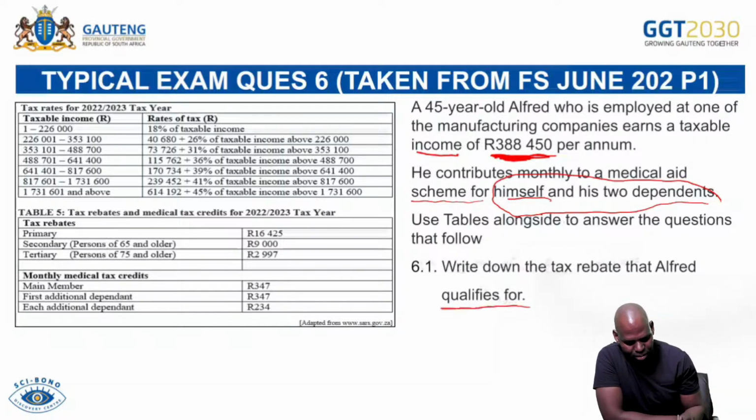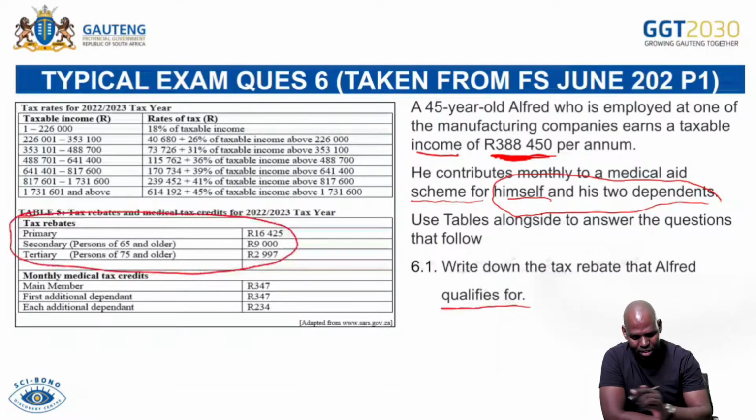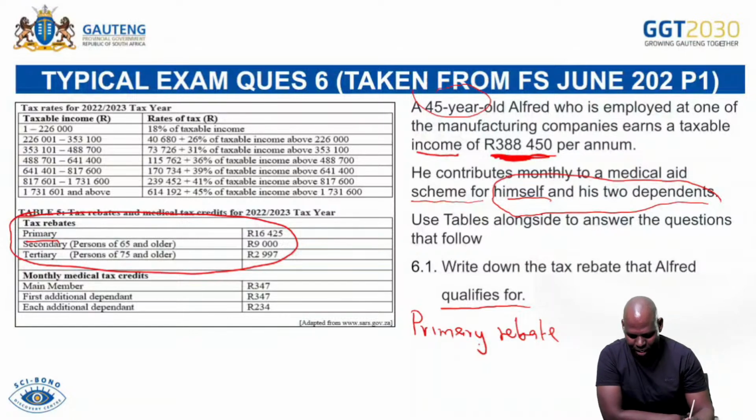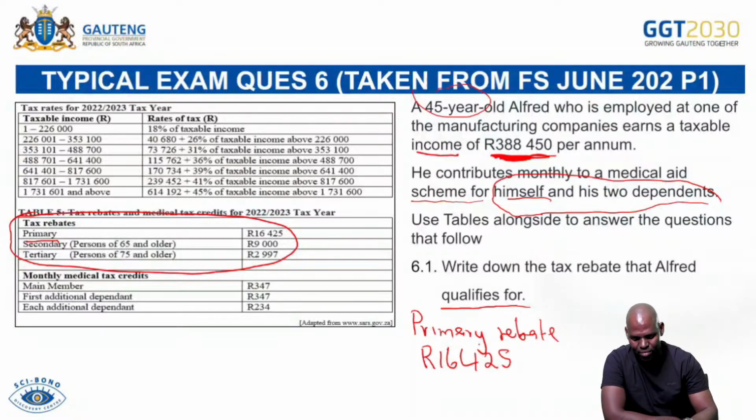In this case, these are the tax rebates that are indicated. Alfred is a 45-year-old, and if we look at the tax rebate, they say primary, 16,425 rand. But secondary is for persons 65 and older. So primary, even though it's not indicated, is for those below 65 years. So Alfred is below 65 years, so he qualifies for the primary rebate, which is 16,425 rand. Okay, then the next question.